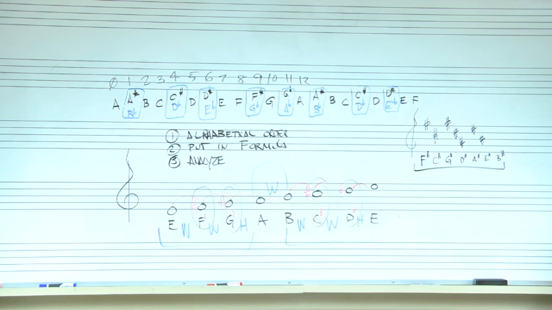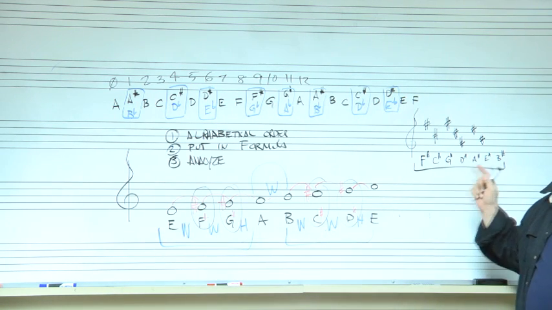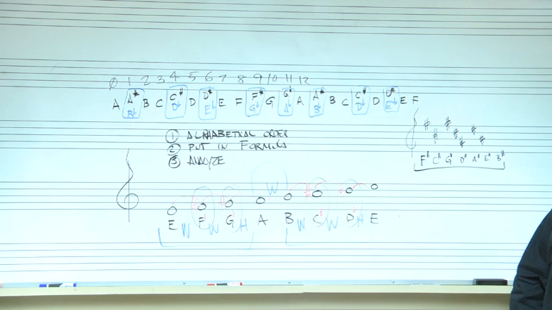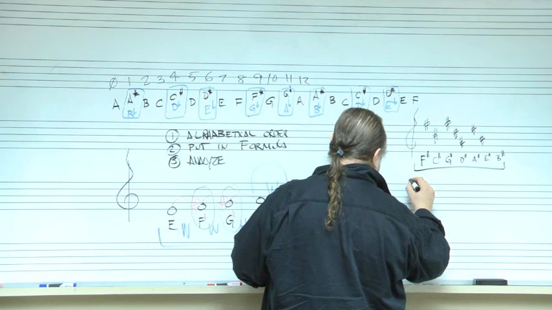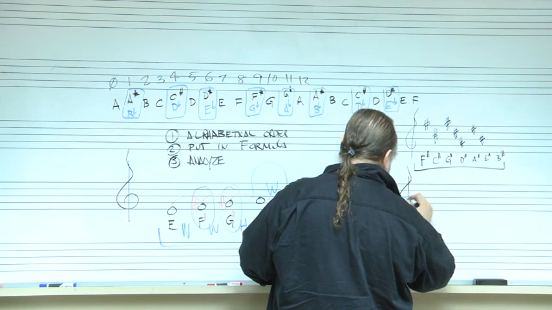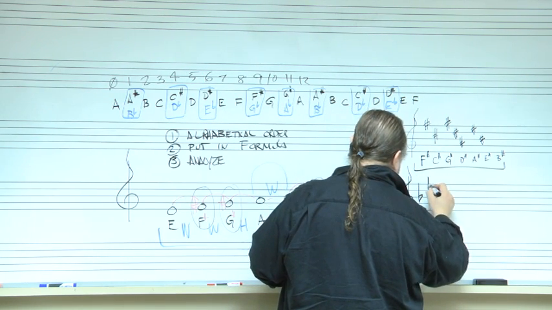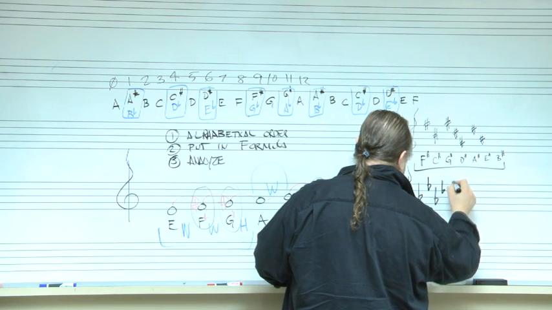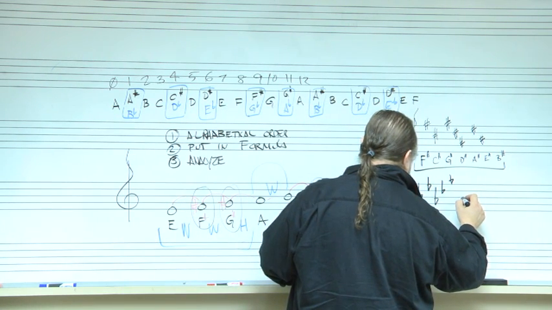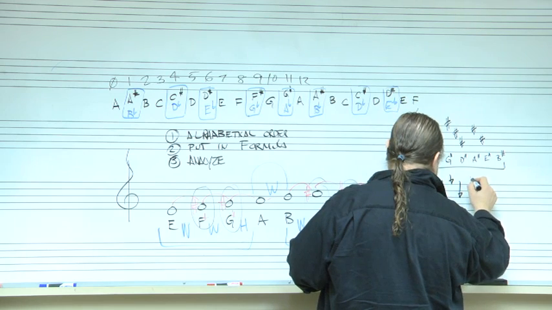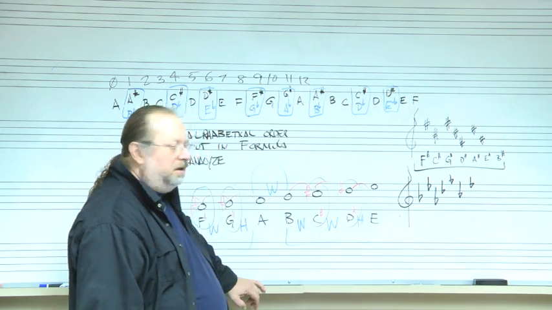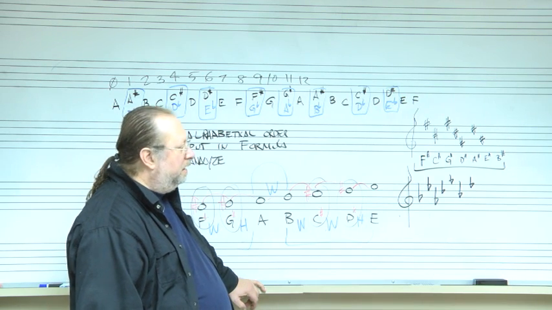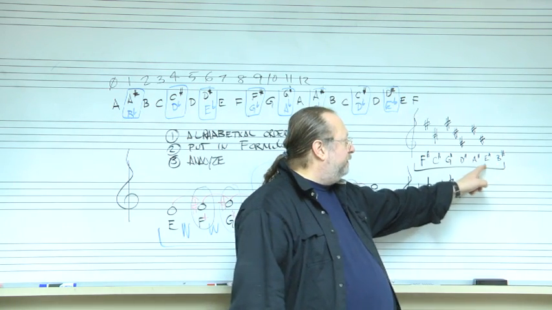Now, on this subject, flats are the opposite. So flats would be like this: 3, 2, 3. B, E, A, D, G, C, F. Oh, okay, so it goes the other way. Yeah, and it's spelled backwards, B flat, like this.